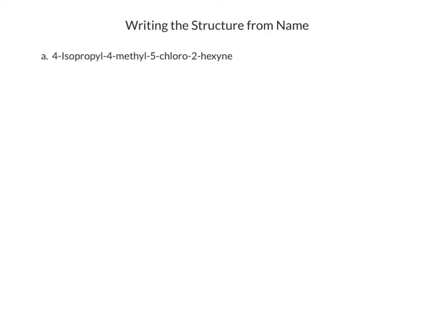So let's try 4-isopropyl, 4-methyl, 5-chloro, 2-hexyne. Again, we're going to start at the tail end. We know that there's an alkyne, so we'll be placing a triple bond somewhere. Then we're going to look at how many carbons are in the main chain. In this case it says hex, that means 6. I'm going to start by writing those 6 carbons, and this is my main chain.